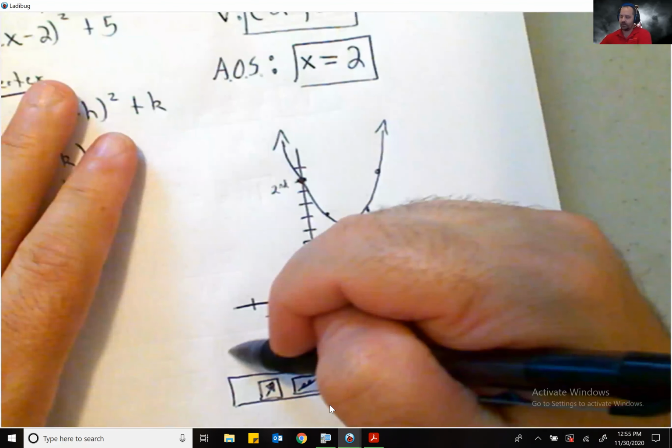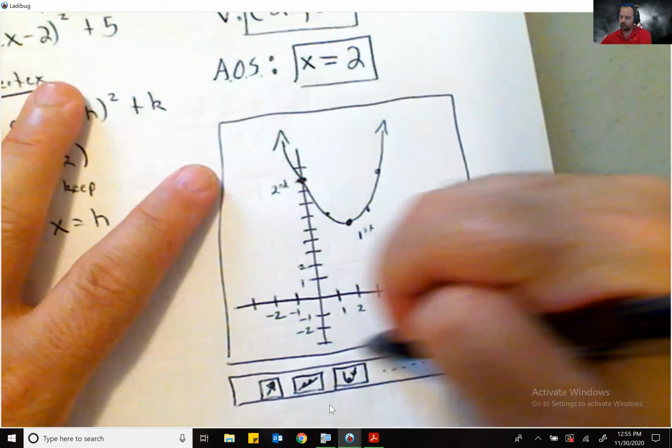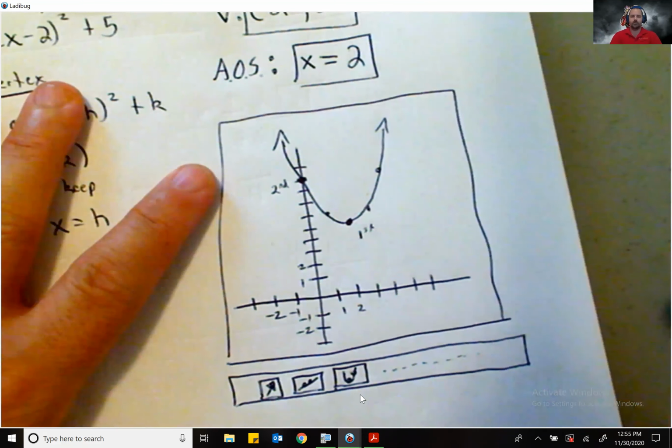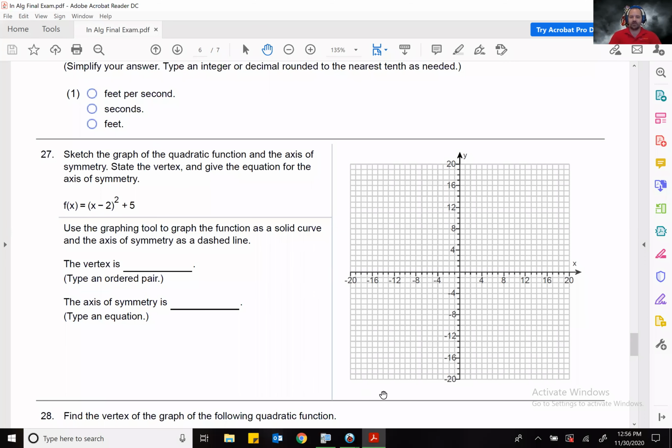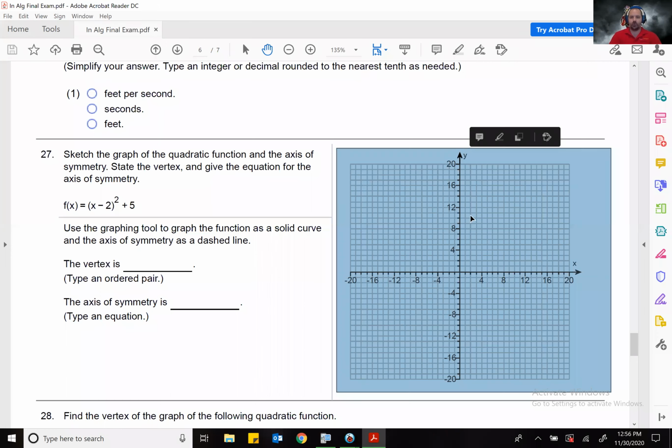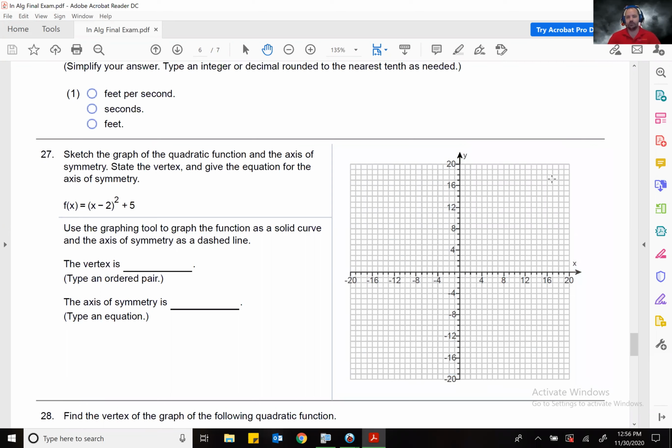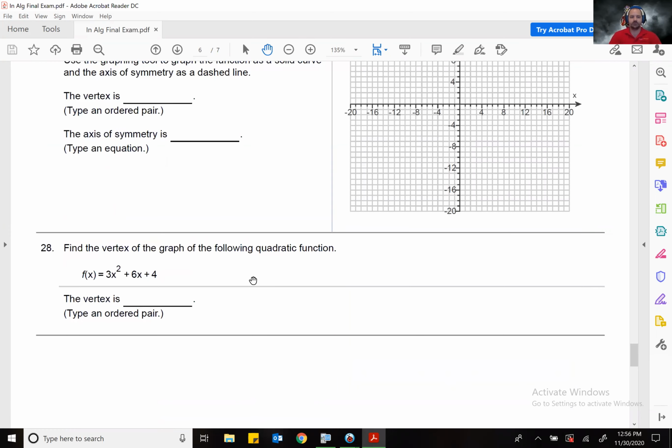So let your calculator help you out. So again, the moment you click on the graph, you'll select your tools, select the quadratic, plot the vertex first, and then you'll plot the second point, which was 0, 9 that I chose, and then it will solidify the graph. And you're done. Okay. So there's number 27.